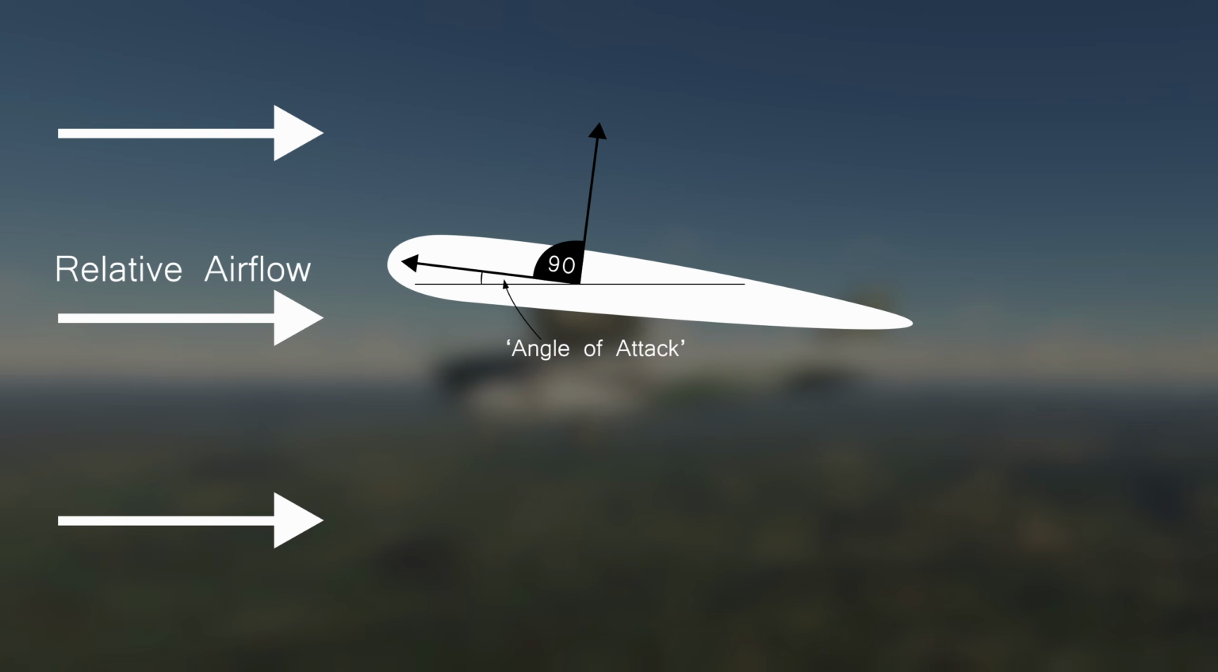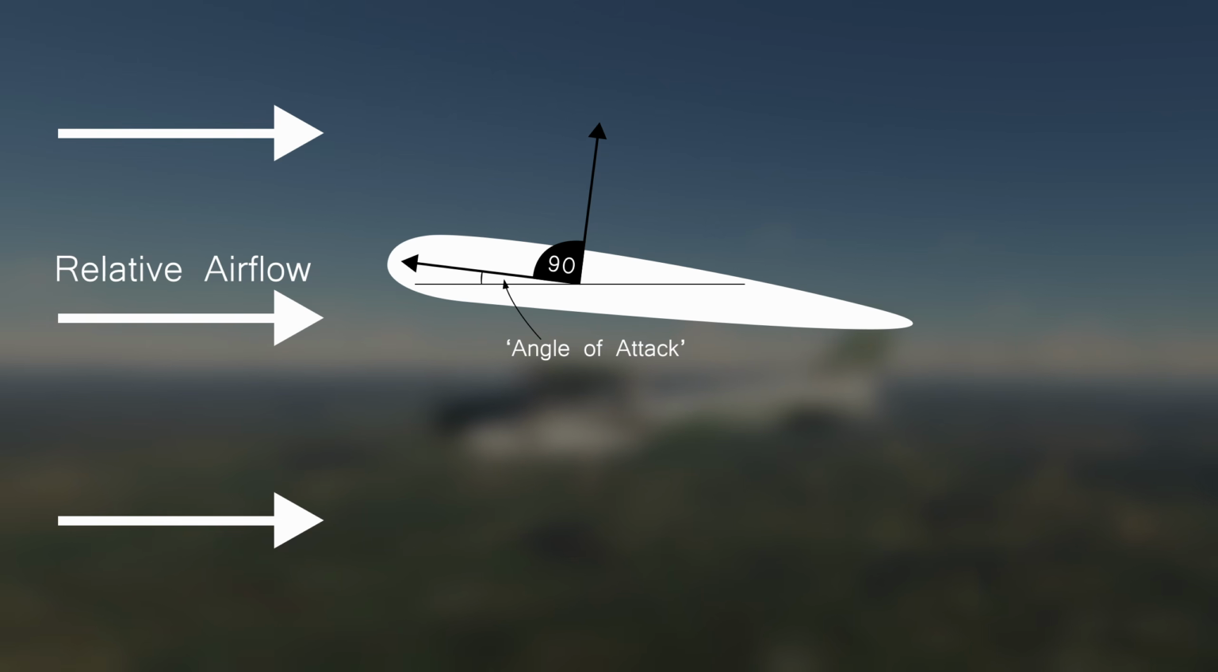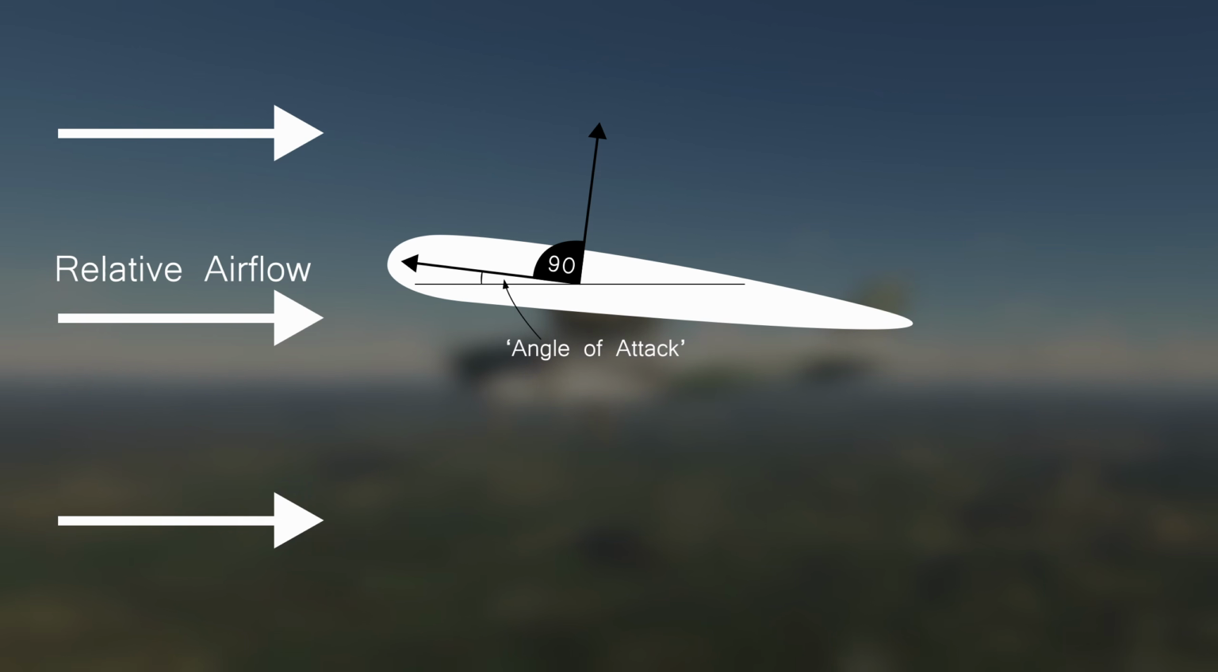The airflow meeting the wing is often referred to as the relative airflow. For the purposes of this video, lift acts at about 90 degrees to the relative airflow, and the angle at which the relative airflow hits the wing is called the angle of attack. Now, there are a number of things which influence how much lift a wing produces. See Part 4 on control surfaces. But the two main things a pilot can control are airspeed and angle of attack.